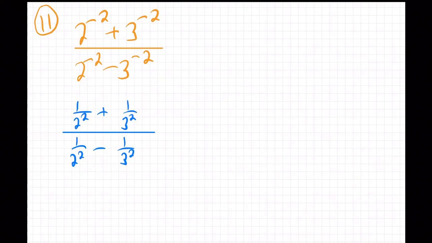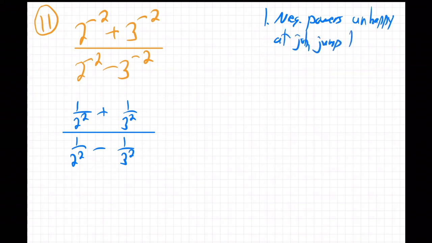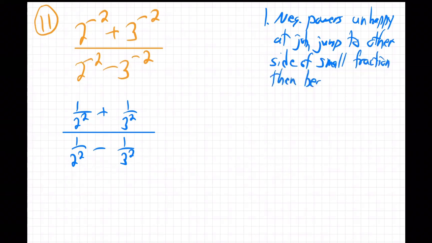Because remember, negative powers are negative, they're unhappy where they're at their job, so to speak. They jump to the other side of the small fraction, right? Then they become positive. Then they're happy. So the deal is you cannot jump them down across the major bar because they don't have times there. That's the difference on that, right?